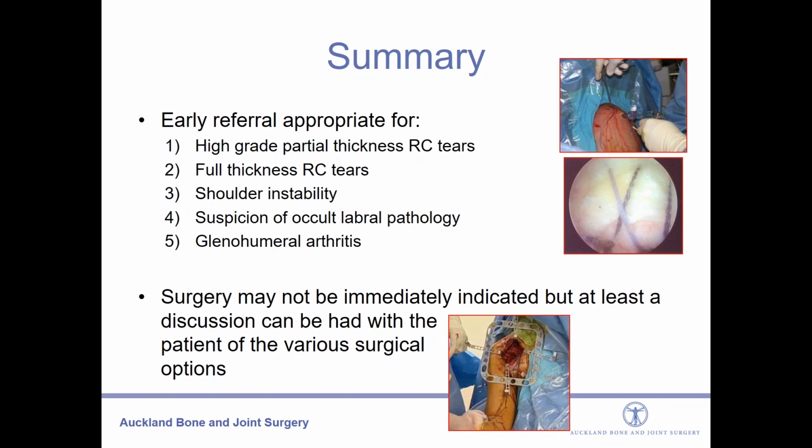The true full thickness tears, the higher grade partial tears, the labral pathology cases, any instability, glenohumeral arthritis. And I think we're a lot better, and patients are understanding now, that seeing a surgeon doesn't automatically mean sign here, you get an operation. Hopefully, at least it means that we can have a discussion with them about what the options are. At least they can understand the role of surgery and make a more informed decision about how they want their shoulder pain to be treated.